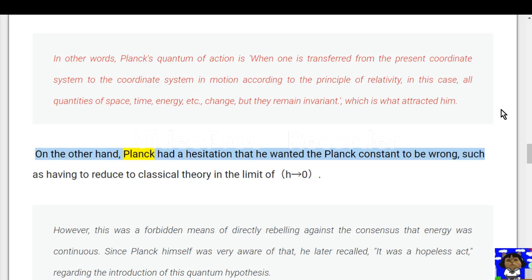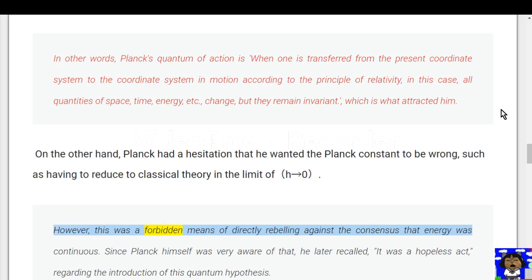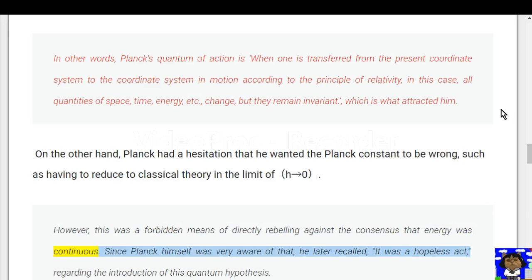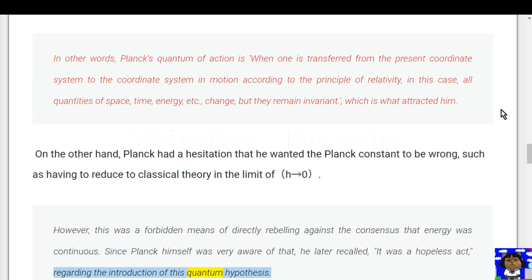On the other hand, Planck had a hesitation, wishing the Planck constant to be wrong, such as having to reduce to classical theory in the limit of h→0. However, this was a forbidden means of directly rebelling against the consensus that energy was continuous. Since Planck himself was very aware of that, he later recalled it was a hopeless act regarding the introduction of this quantum hypothesis.